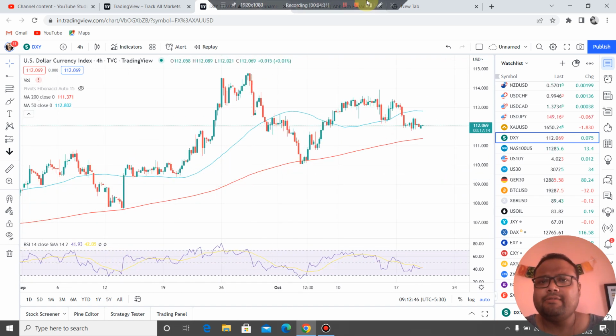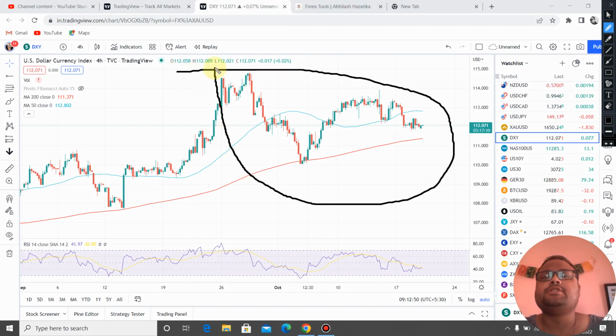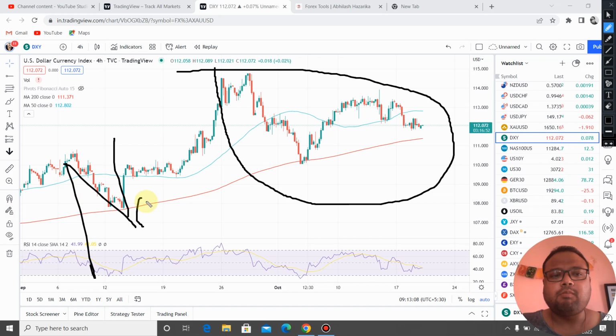But my dear friends, I would like to tell you one thing. If we look at this particular portion of the chart, forget about the overall uptrend of DXY, forget about the bullishness of DXY or the US dollar. Just concentrate on this particular portion of the chart here. Do we see an uptrend market? Do we see the crazy bullish power in the market? Obviously, the answer is no.